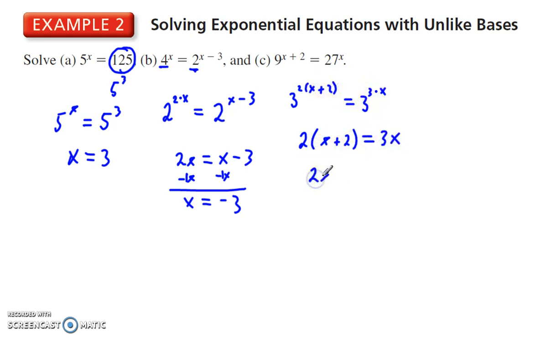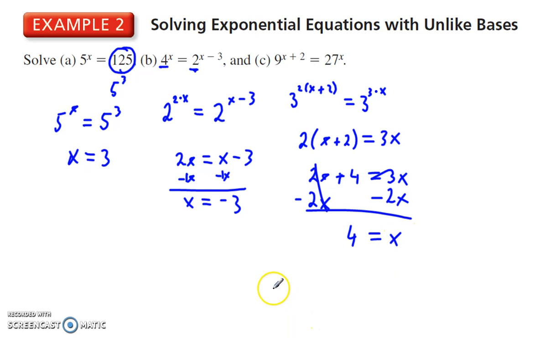So that gets me 2x plus 4 is equal to 3x. I'm going to subtract the smaller variable term, minus 2x on each side. That cancels out. Now I get 4 is equal to x.